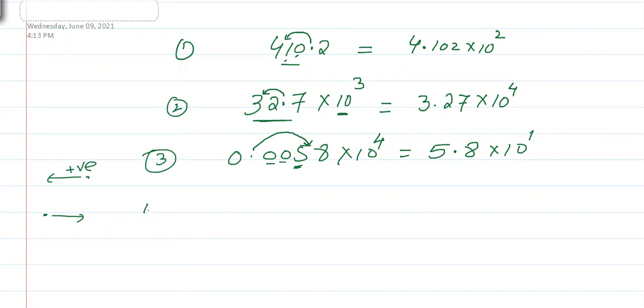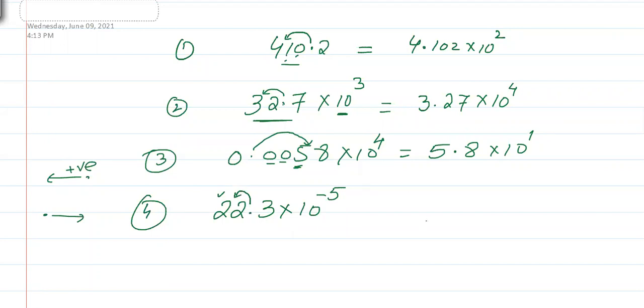Let me take another example. 22.3 into 10 to the power minus 5. Now, can we say it is in the standard form? No, it isn't. It is not in the standard form. The reason it is not in the standard form is that, as per the definition of standard form, the decimal should be after the first non-zero digit. So the first non-zero digit is 2 from the left side. So that is why I have to shift the decimal from here to here.